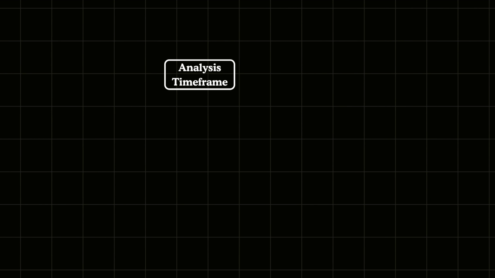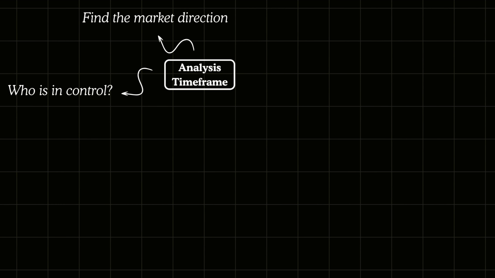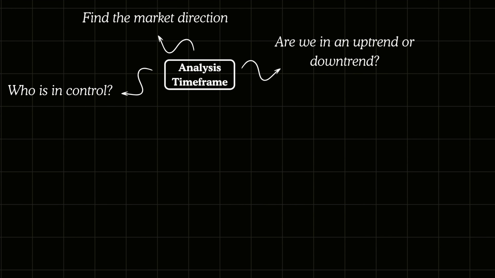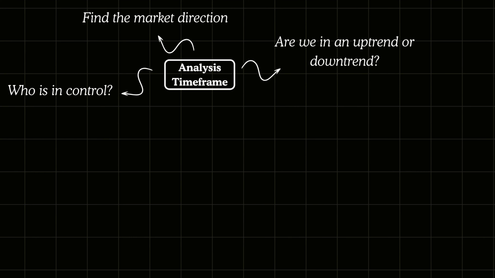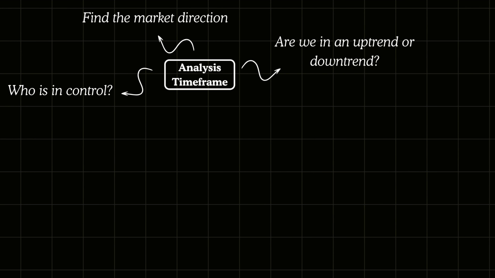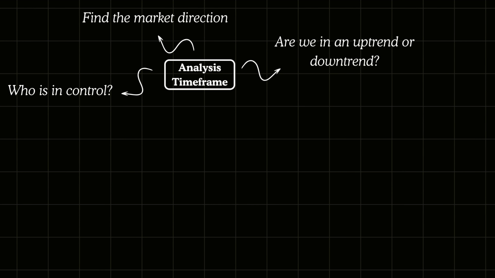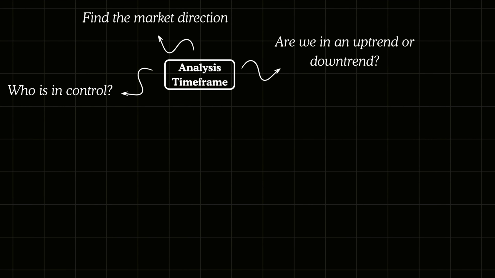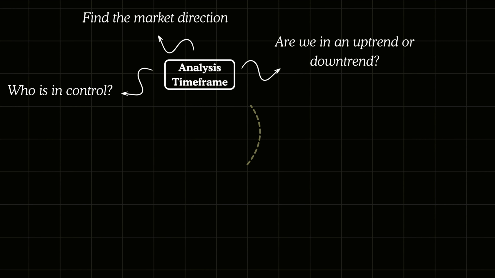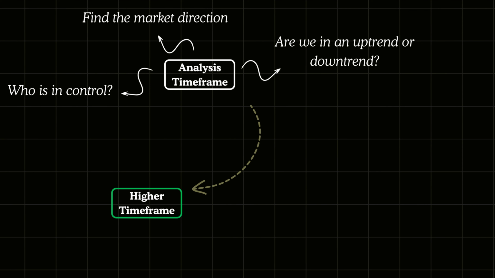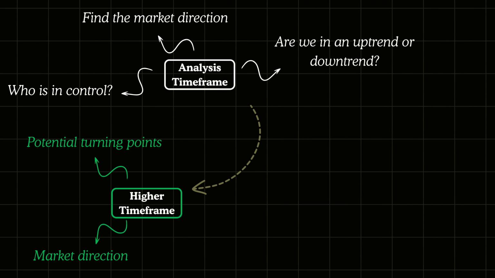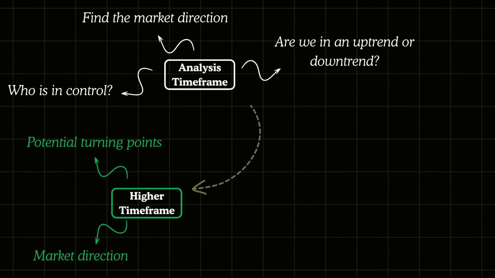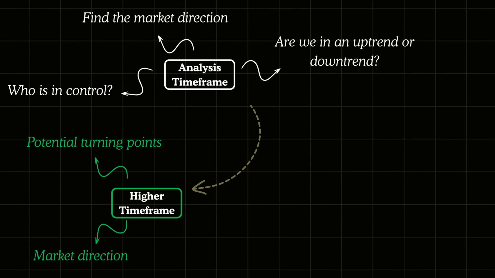We start our analysis with the analysis time frame, where the goal is to determine the current market direction. The first step is to assess who has control, buyers or sellers. Are we looking at an uptrend, a downtrend, or a sideways market? Once the direction is clear, the next move is to shift to a higher time frame to assess the possible longevity of the trend and spot key reversal zones for the short-term move. Using both of these time frames together gives us a clearer picture of market structure.